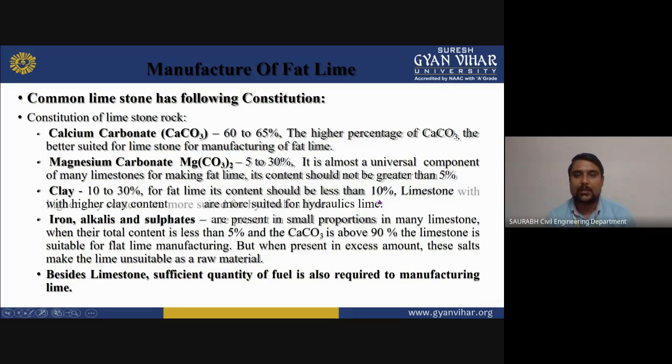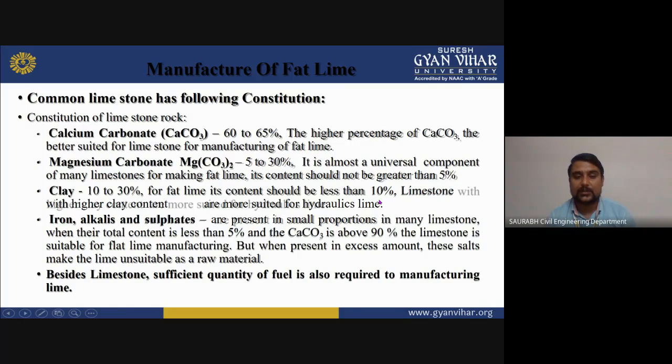Now we will see the manufacturing process of fat lime, and this is common. Limestone has the following constituents. As you can see here, calcium carbonate is between 60 to 65%. Magnesium carbonate is between 5 to 30%. Clay content is 10 to 30%, and iron, alkalis and sulfate are present in small proportion in many limestones.